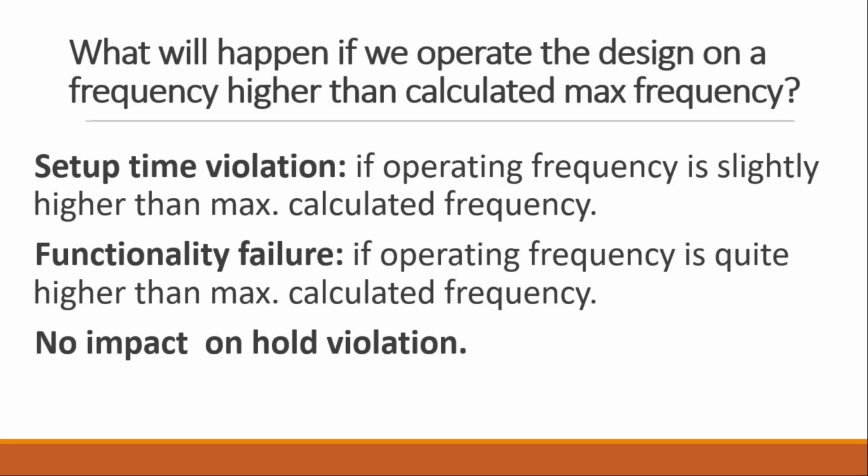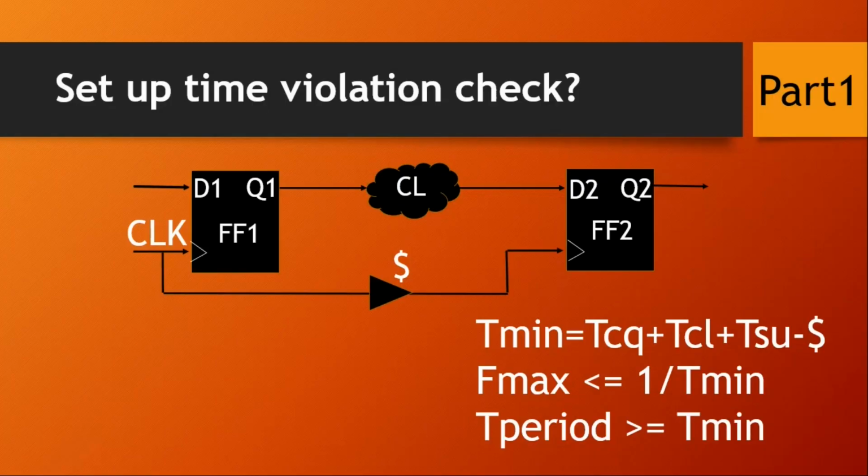Anyway, whatever is the case, if we apply a frequency which is more than the calculated maximum frequency of operation, that is a problematic scenario. So our timing tool ensures that if I have transmitted data from flip-flop 1 on the nth active edge of the clock, it must be captured on flip-flop 2 on the n plus 1 active edge of the clock only, and properly, without the setup violation of flip-flop 2.